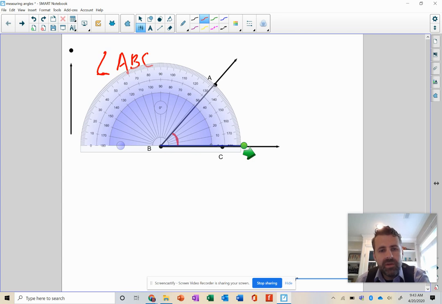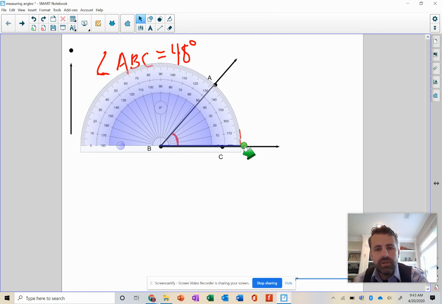So I go up and I've got 10, 20, 30, 40 degrees, almost to 50, but not quite. So I'm going to look out here at these little lines, and there's 10 of them in between. I can see that I'm 2 away from that 50 line. So that would mean that this angle measures 48 degrees. Sorry, guys.